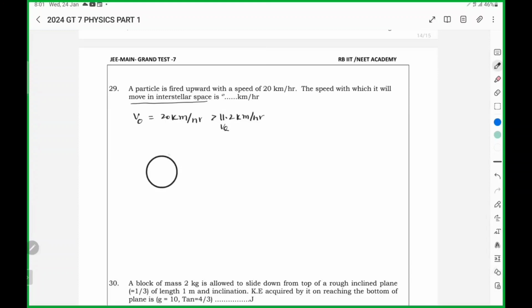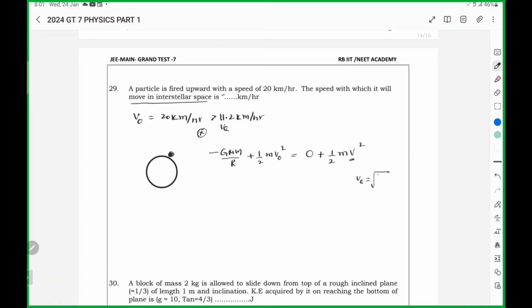energy associated with this is potential energy, and it is projected with some speed. So with that speed, it gains kinetic energy. At interstellar space, there is no potential energy. It has only kinetic energy with some velocity.